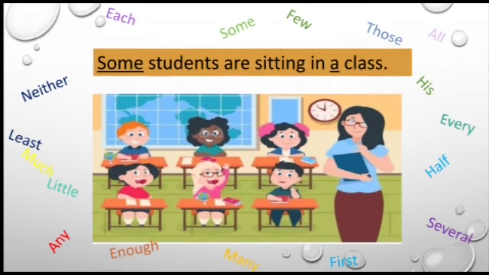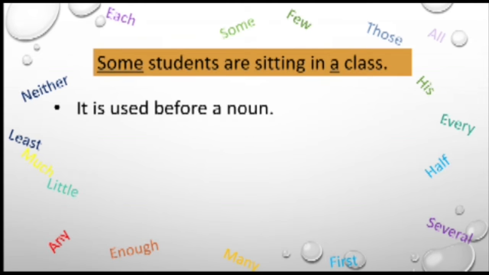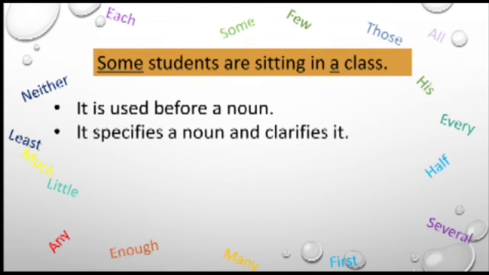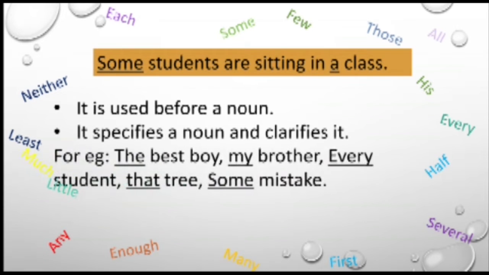What are determiners? First, read the sentence on your screen. Some students are sitting in a class. Here the underlined words some and a are determiners, as they are specifying the nouns students and class. So with this we understand two things. First, determiners are used before a noun, and second, determiner specifies a noun and clarifies it. I repeat, determiner specifies a noun and clarifies it. For example, the best boy, my brother, every student, that tree, some mistake.